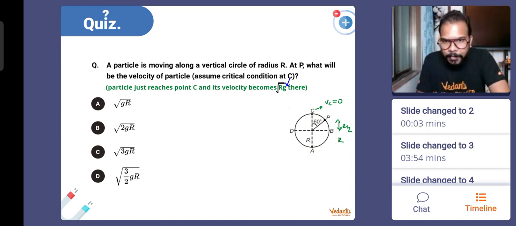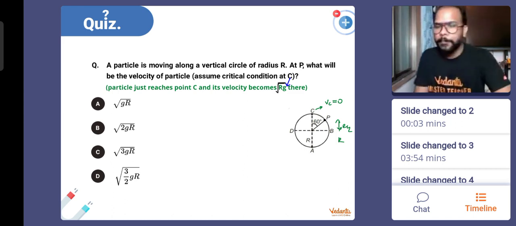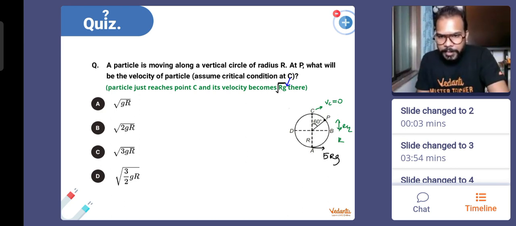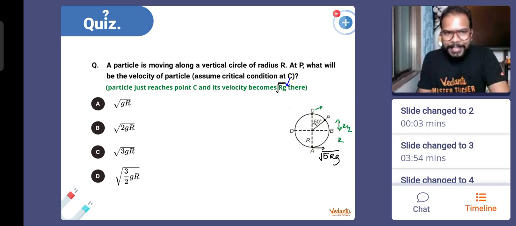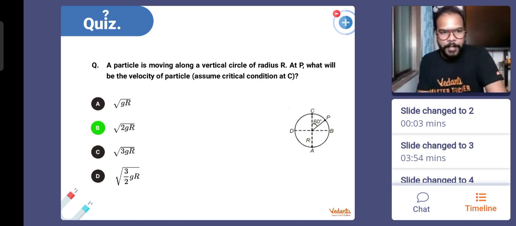The velocity at C, when we speak about the critical case, is not zero, it is under root rg. Remember that, everybody. Whenever the critical condition comes, we are basically talking about velocity at A to be under root of 5 rg and velocity at C to be under root of rg. Now, we want to find out the velocity with which your body is crossing a random point P, for which the radius is making an angle of 60 degree. ठीक है, everyone? तो इसको simplify करते हैं.